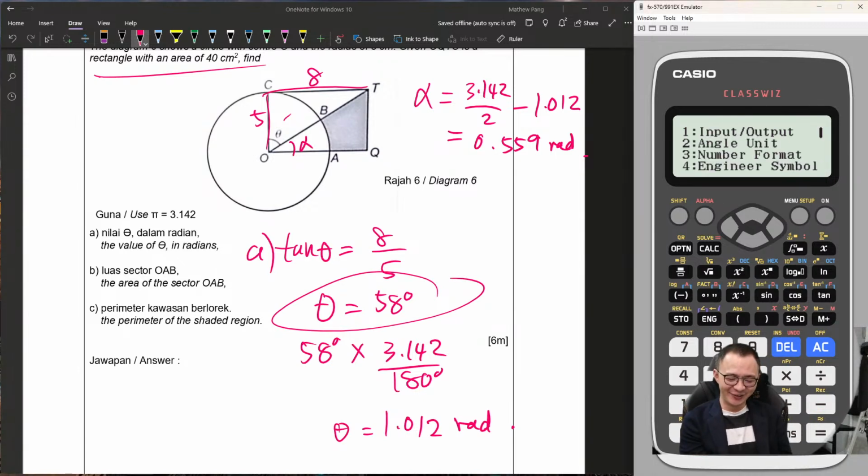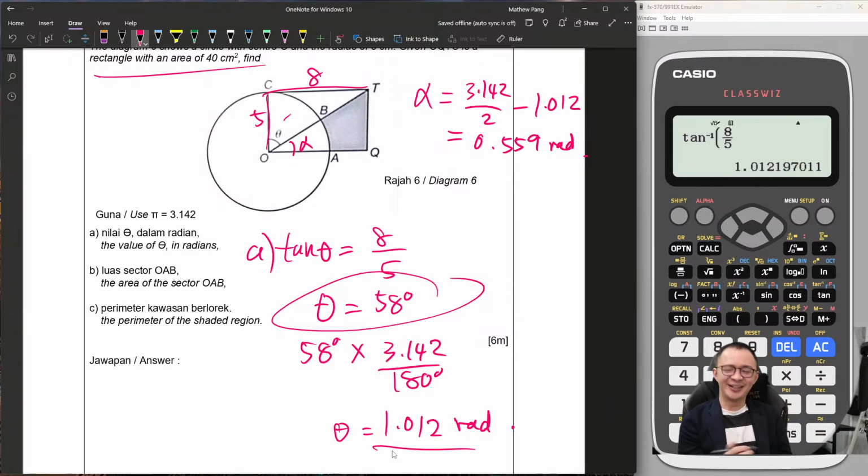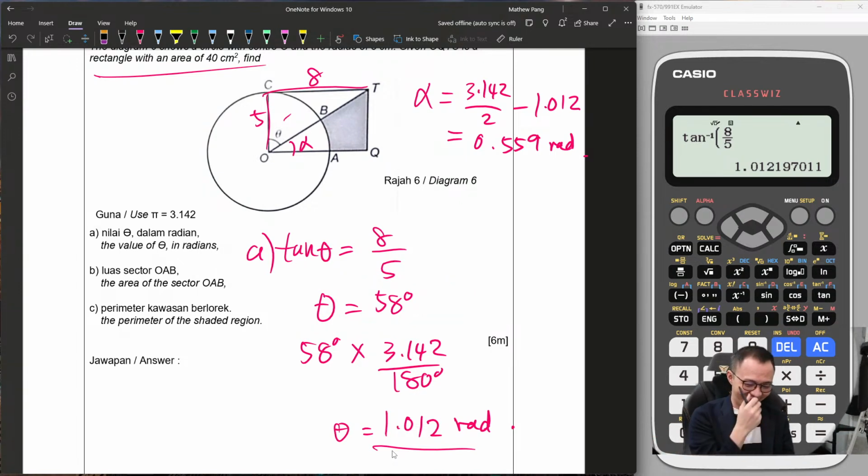The reason I say we pretend we are stupid is that if you are smart enough, you can straight away use the calculator to get the answer, just something like tan inverse of 8 over 5, and you straight away get this answer. But you realize the marking scheme always wants to test, maybe the student does not know how to find the degree. After the student knows how to find the degree, they want to test whether the student can change to radians or not. I don't know, but they love to test something like that. So good luck, SPM students. Let me write it down.